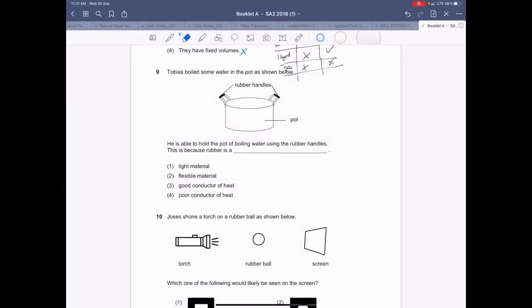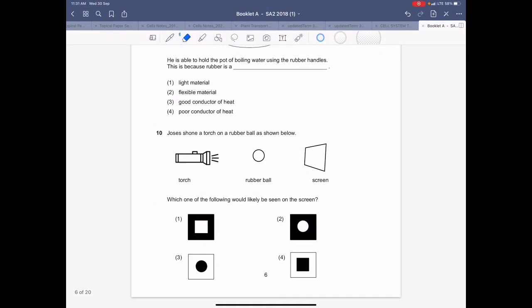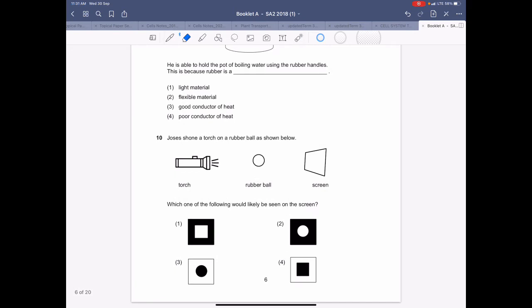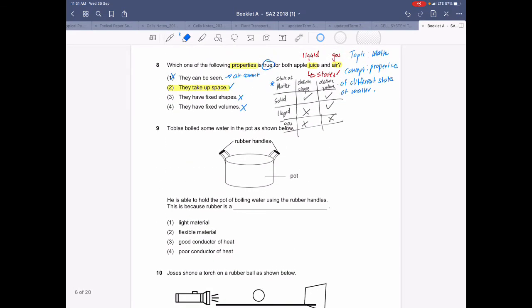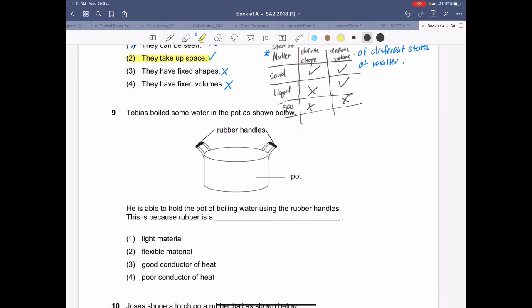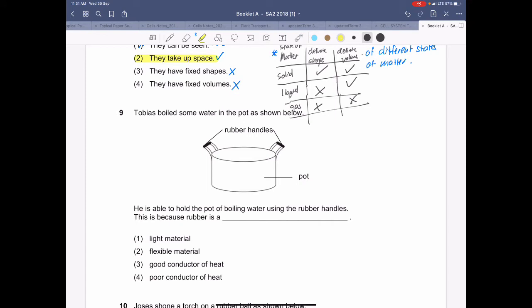Alright, so we're going to continue with question 10. Oh, sorry, question 9. We've finished question 8 already. Question 9: Tobias boiled some water in the pot as shown below. He is able to hold the pot of boiling water using rubber handles. This is because rubber is a, etc.